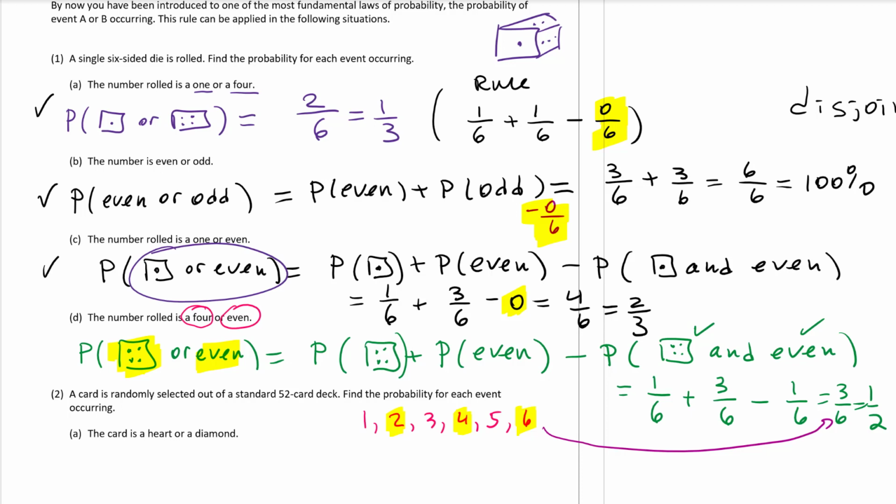Like here, highlight all the numbers that are 1 or even. So you can highlight 2, 4, 6, but you then also highlight a 1 because that's defined as a success. So the answer would be 4 out of 6, just 2/3. See what I'm saying?